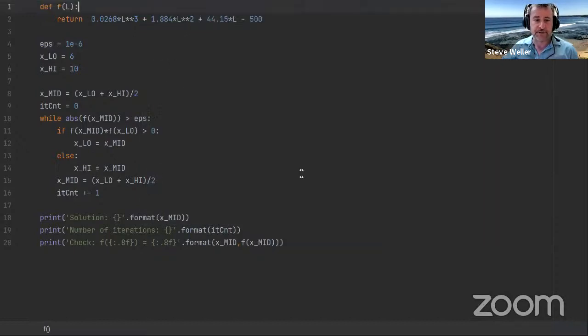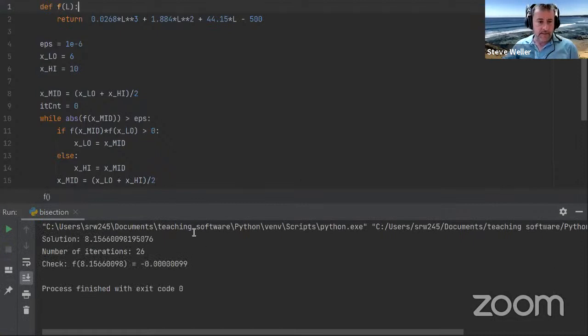Let's run bisection. And what you see here is it's found a solution, 8.156600. It took 26 iterations, so it took 26 loops of halving, until we squeezed the function value down to such a point that effectively we found our solution.